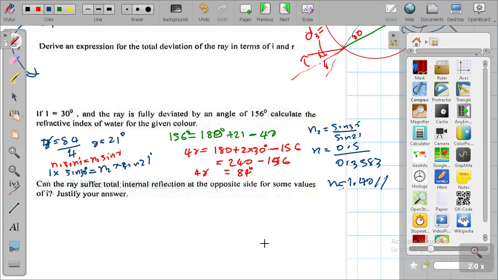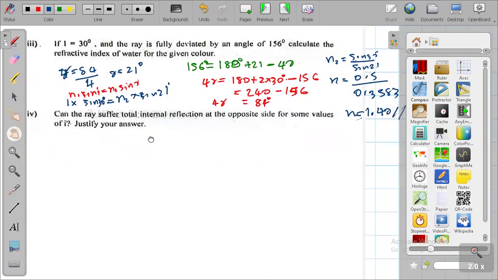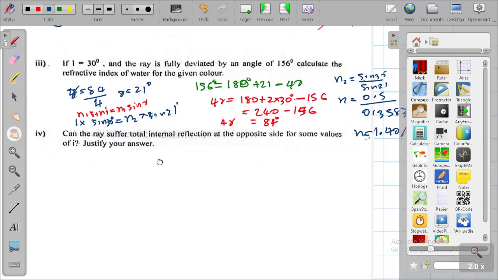Now asking, can the ray suffer total internal reflection at the opposite side for some values of i? Justify your answer.